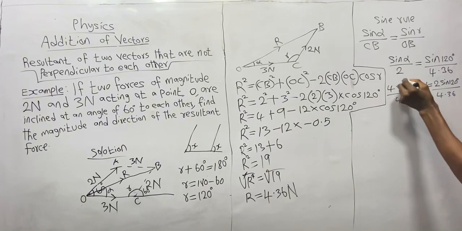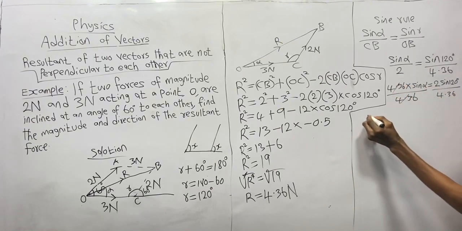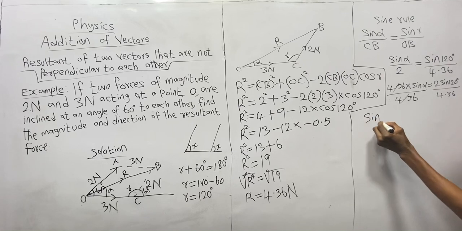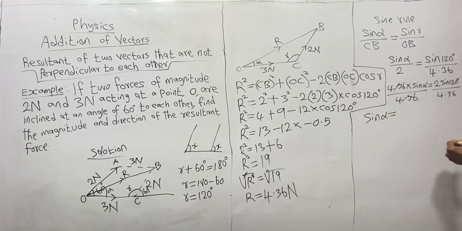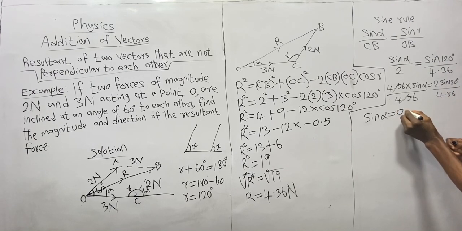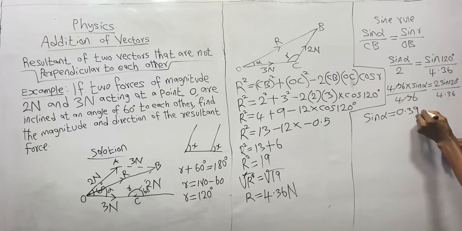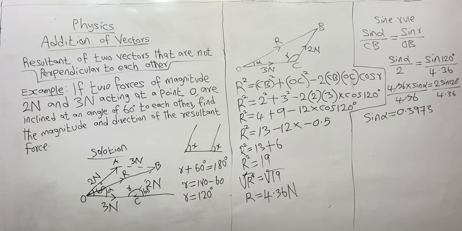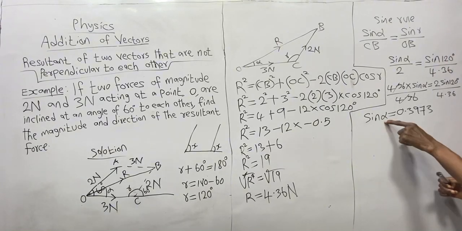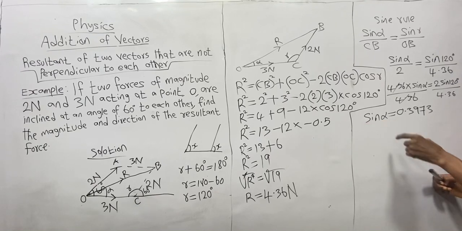So this, we cancel this. What will be left here is what? Sine alpha equals 2 sine 120 degrees divided by 4.36, which will give us 0.3973. What are we looking for? We are looking for alpha and not sine alpha. So what are we going to do?